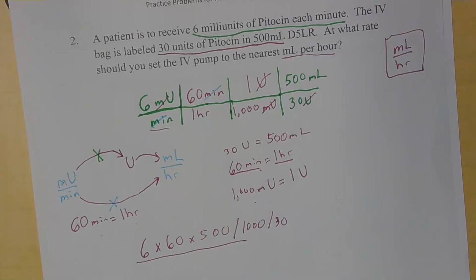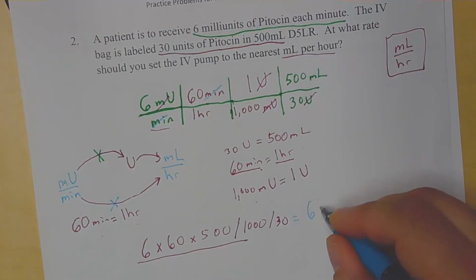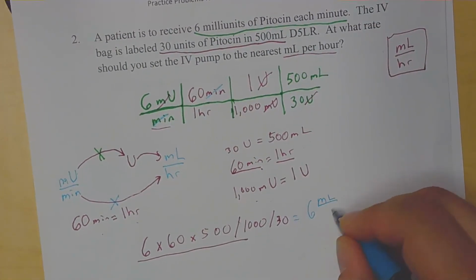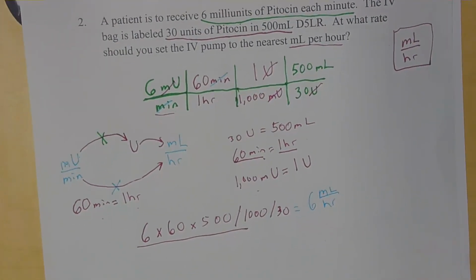So if you do 6 times 60 times 500, then you go divide by 1,000, don't hit equals, just hit divide again, and by 30. And then hit equals at the end. What I like about that, if you do that, you get 6. Equals 6. And we were supposed to do it to the nearest milliliter per hour. In other words, 6 milliliters per hour, don't do any rounding. What I like about that is you don't have to hit equals, you don't have to write anything down, you don't have to do any pre-rounding. It gives you the answer at the end.